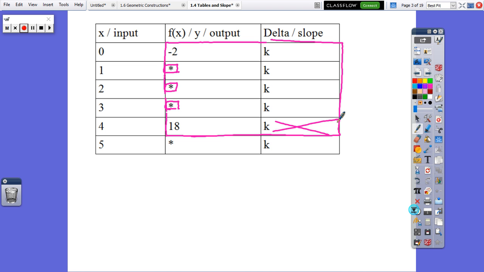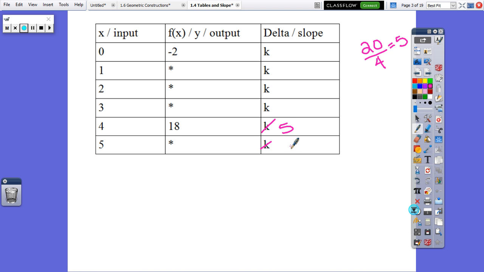Think about on a number line, how many spaces are there between 18 and -2? There should be 20. So we have to split that up between 1, 2, 3, 4 deltas. 20 divided by 4 is 5, which means every delta in here is going to be 5. This one, there shouldn't be anything there because there's nothing below it to subtract from to get a delta. But all of these deltas should be 5. So the rate of change is constant.